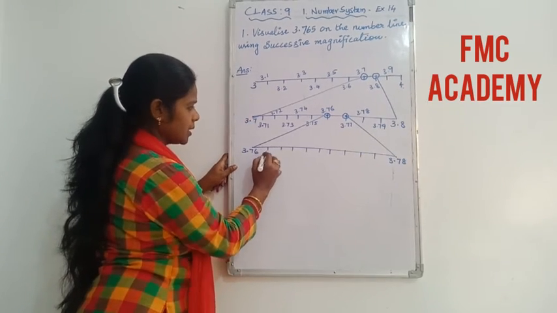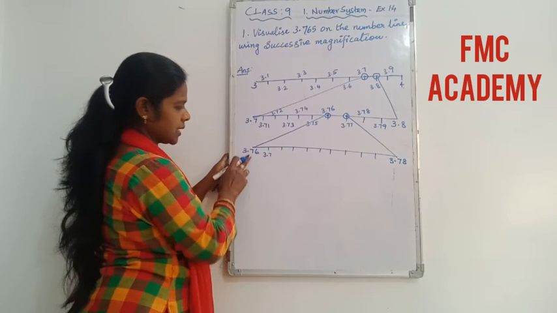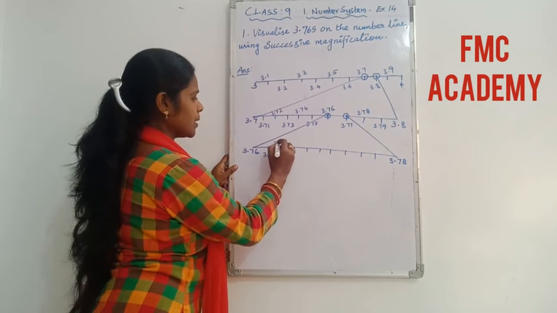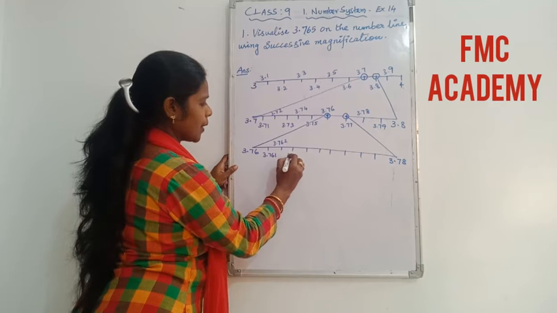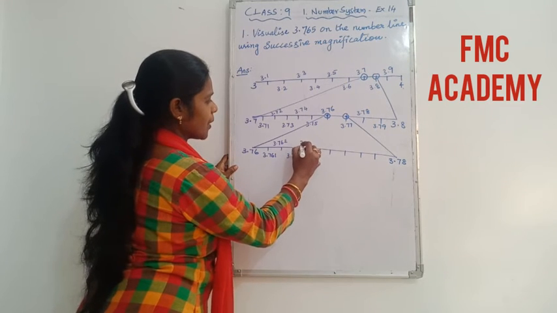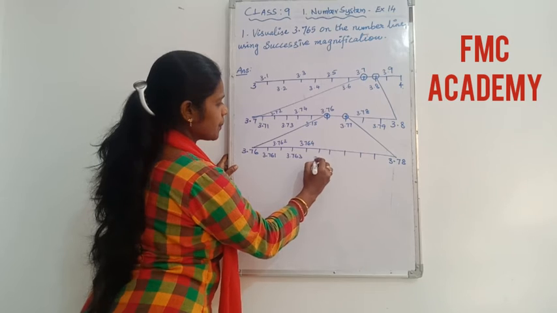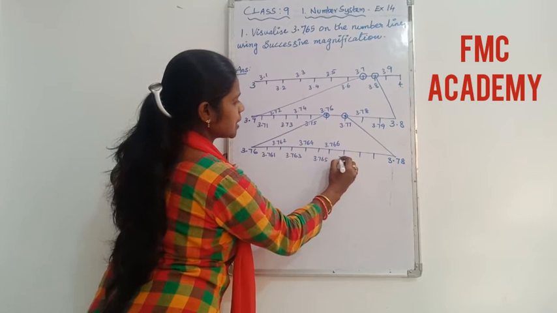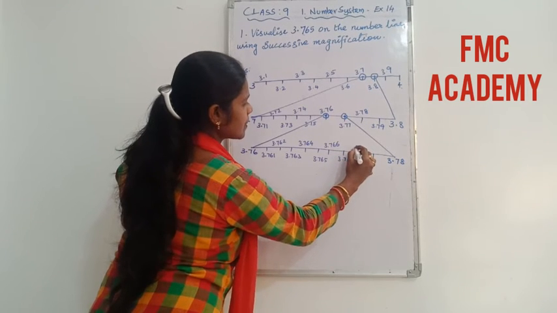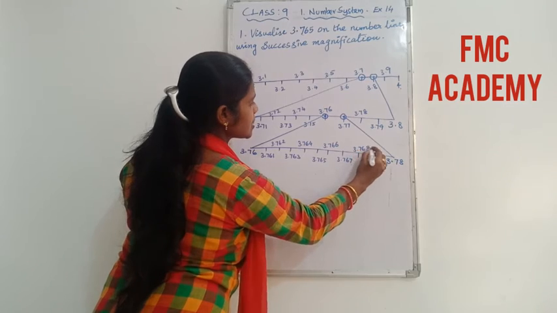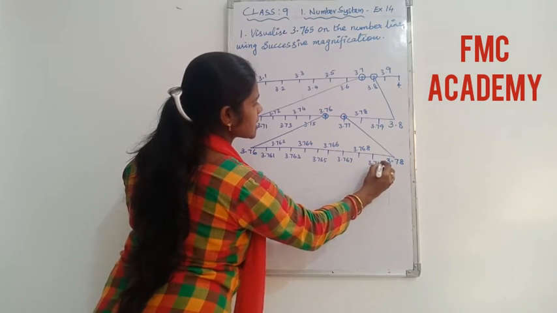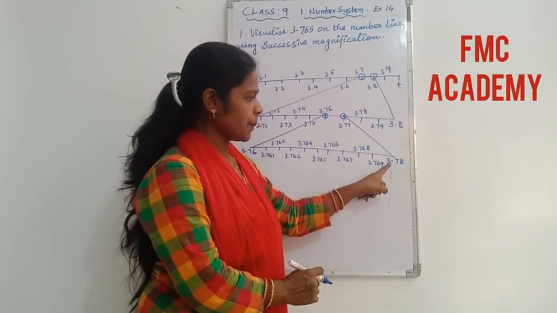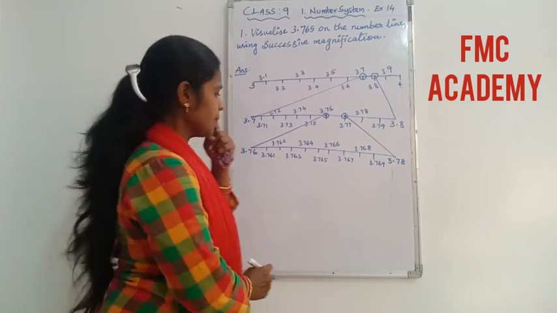Now the first number will be 3.76. See here 7, 6 is there. So 3.761 and then 3.762, 3.763, 3.764, 3.765, 3.766, 3.767, 3.768, 3.769. Okay, and the next number will be 3.77. Yes.